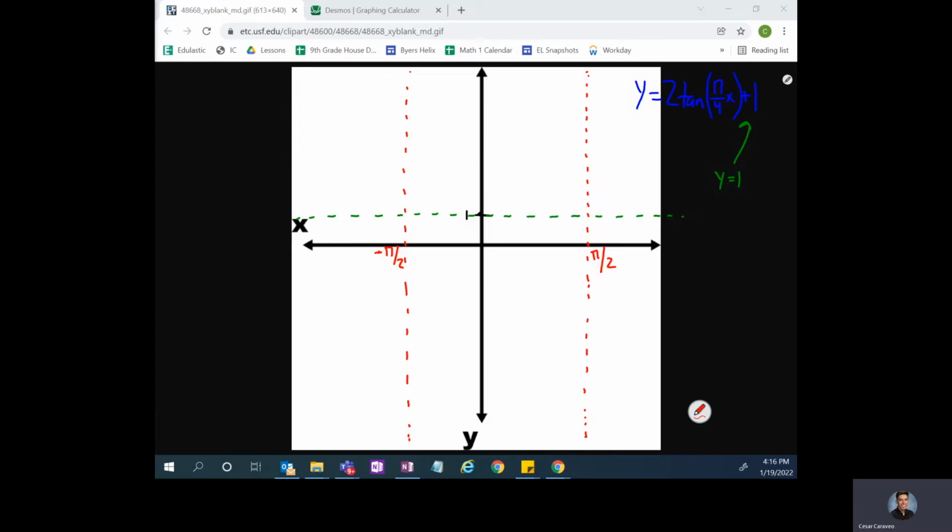Now, just to quickly illustrate why we have those asymptotes, I think I missed it in the previous clip. At pi over 2, sine of pi over 2 is 1, and cosine of pi over 2 is 0. So when I do that division, I get undefined. Oh, we have asymptotes there. Quick little side note.